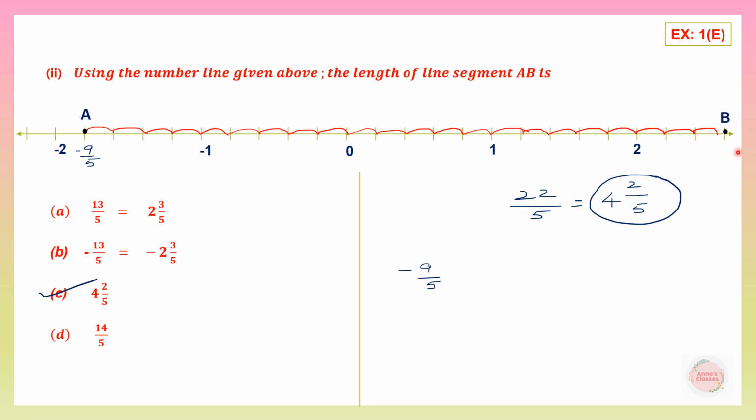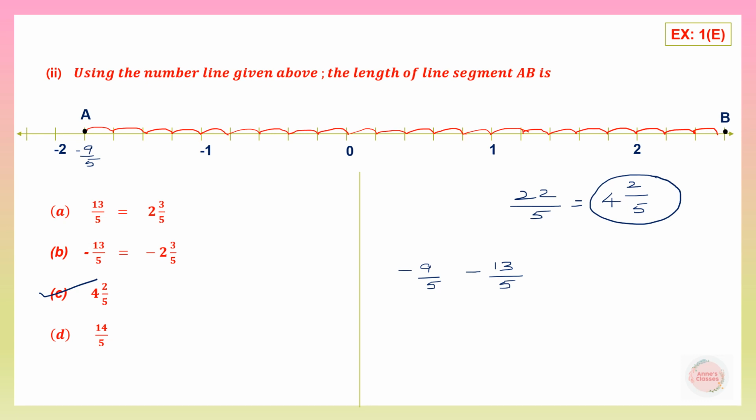So the ending point is here. So how do we find the ending point? Again, we start from here. Now from here to here is 5. From here to here is 10, 11, 12, 13. Okay, so that is 13 by 5. That point is 13 by 5. So the starting point is minus 9 by 5. The ending point is 13 by 5 and we subtract.